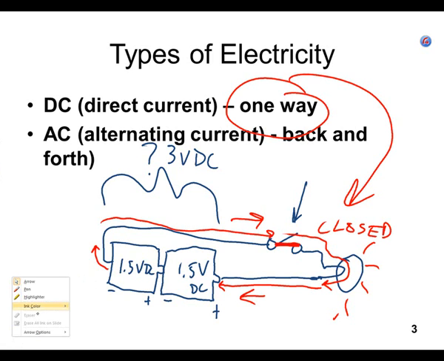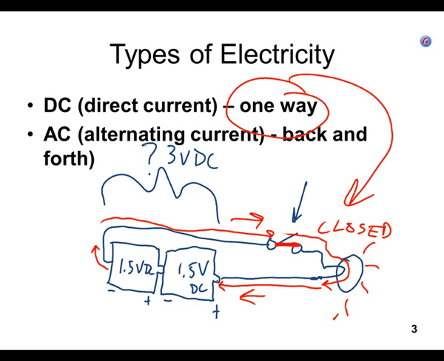Let's see. So here's the negative side of the battery. Electrons are trying to get to the positive side. We close the switch to allow electrons to go through this light bulb. Some energy gets used up. The electrons all go to the positive side of the battery. So in this case, the electrons are all going in one direction as the battery is discharging, as the battery is draining. Electrons only go in one direction.